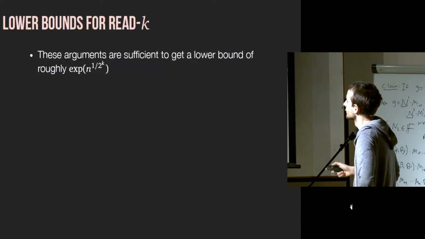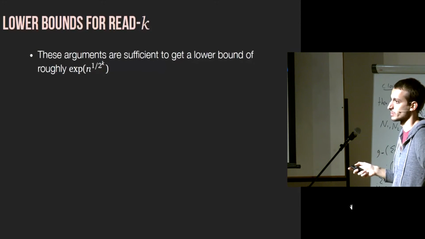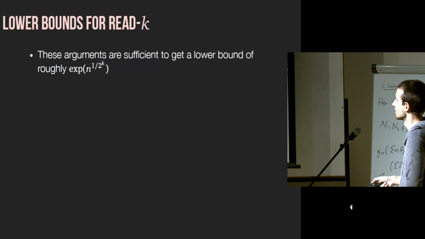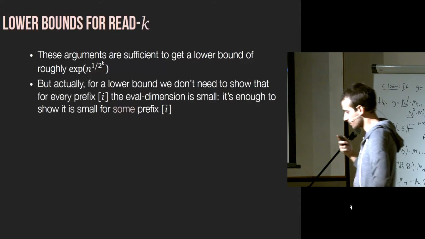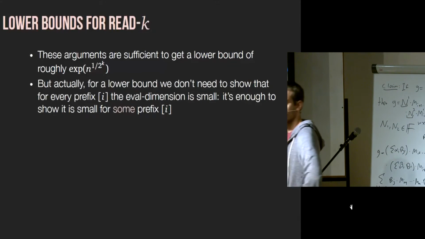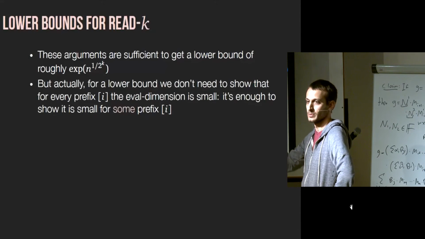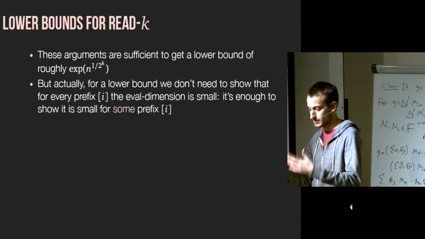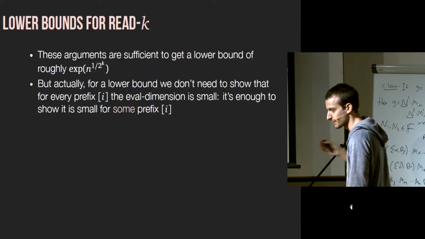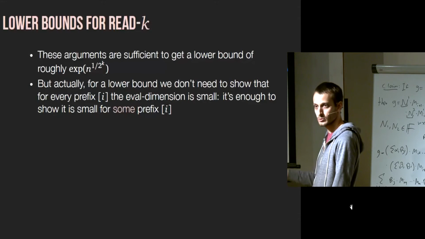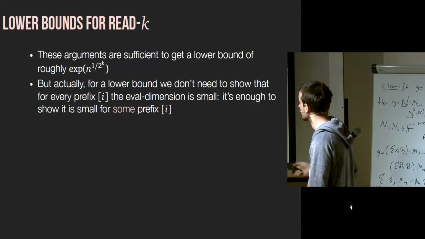Okay, let's talk for a few minutes about the lower bound. So you can get some weak lower bounds using these arguments. Something is exponential in n over 2 to the k. But when you think about it, this was very wasteful, because if you want to prove that the width is large, you don't need the evaluation dimension to be small for every layer. I mean, you want to exploit some weakness of a read k thing. And we somehow assume that every layer has a small evaluation dimension, but it's enough to find one layer where the evaluation dimension is large.